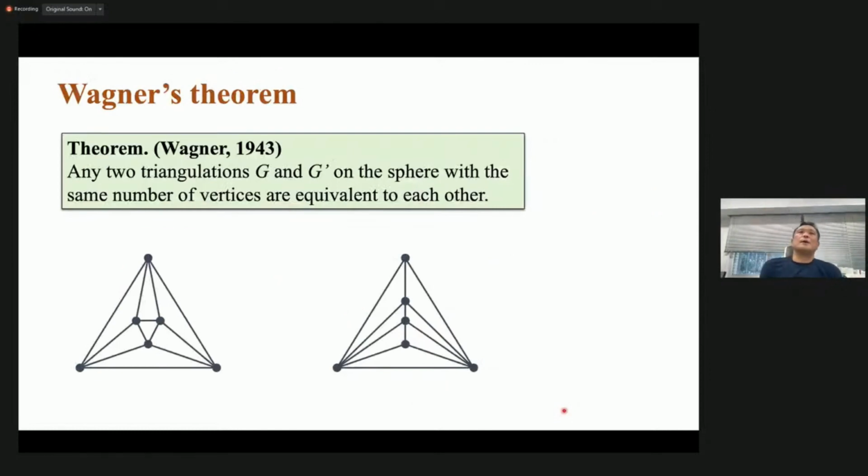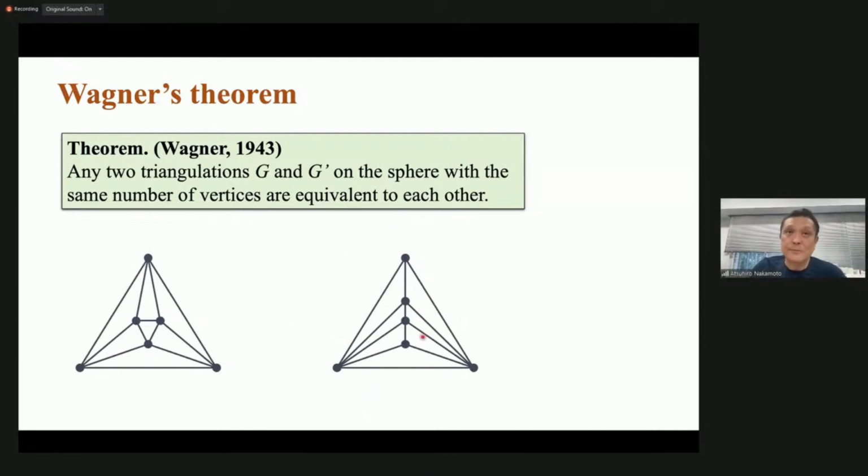So we'd like to introduce a classical result called Wagner's theorem. Wagner's theorem states that any two triangulations G and G prime on the sphere with the same number of vertices are equivalent to each other. So these are two triangulations on the sphere with 6 vertices. By this theorem, they can be transformed into each other.